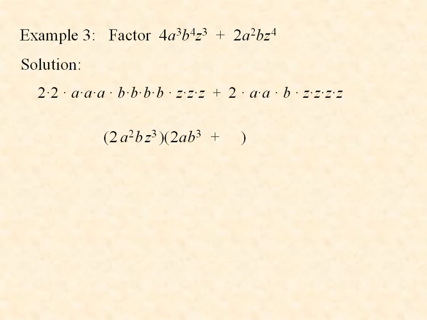Now look at the last term of the original expression. We need to get 2a squared b z fourth. We already have the 2 and the a squared and the b, but we need another z. So we put z for the last term because that times the greatest common factor gives us our second term of the original problem.